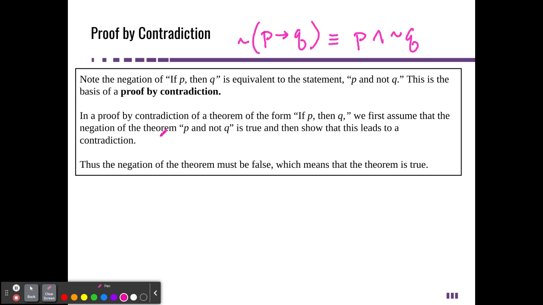So it's like a backwards way of getting to the answer. You assume the negation to show that it's false, because that's a counterexample. And if that's false, then that means the theorem itself is true. So it's kind of a convoluted way to get there, but it works.